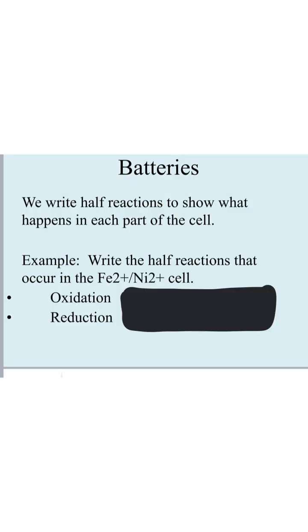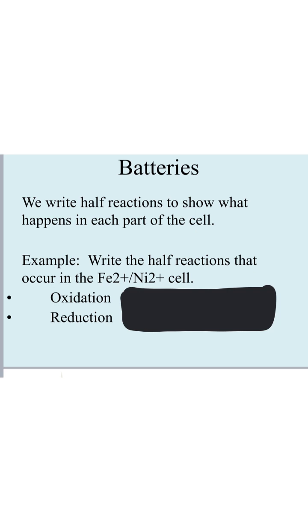All right, so it says write the half reactions to show what happens in each part of the cell. So here I have iron, Fe2+, and nickel, Ni2+. Here we need to look at our list and decide which one is higher up on the list and which one is lower, because that's going to tell us which one is gaining electrons and which one is losing electrons. So turn to your activity series. I think you have one in your notes, and let's look and see which one is higher. So find iron and find nickel.